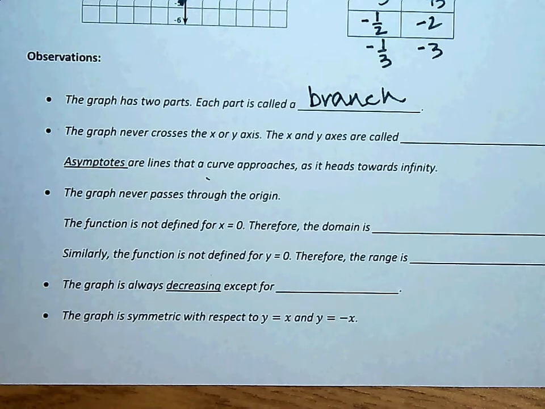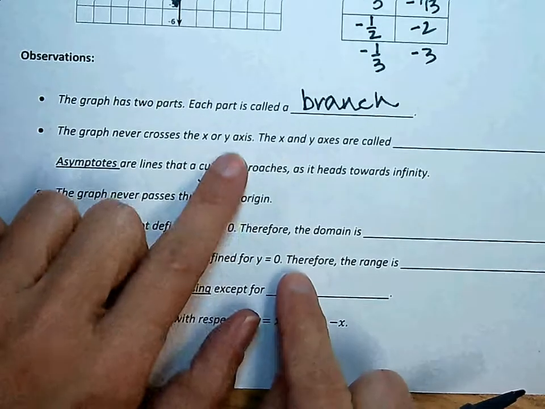So with that, today it's not going to cross, okay? On Monday, it could be shifted so that it may cross, but this is just for today because we're not shifting it or moving it anywhere. Okay, so it never crosses the x or the y-axis.